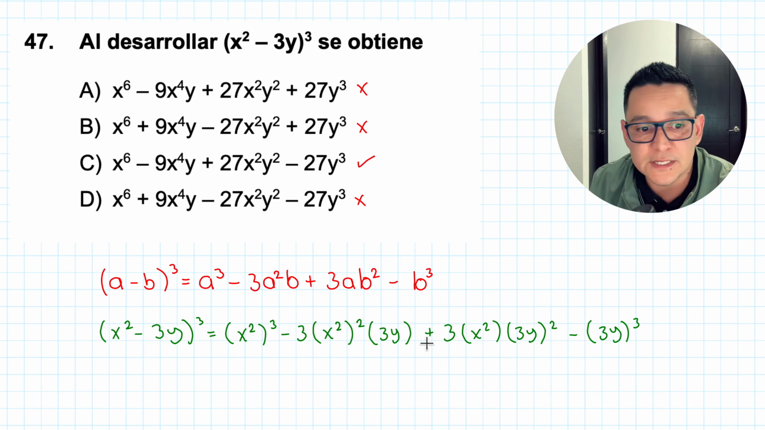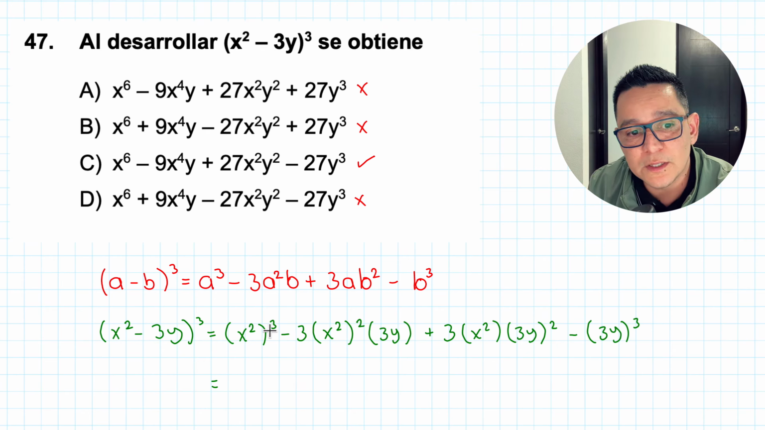All right, so let's do these operations using the laws of exponents. x² to the third power. Remember here, it's a power of a power, so I write the base and multiply the exponents. 2 times 3 is 6. Minus here we have a 3, and here we have another 3, so I'll just multiply them right away. 3 times 3 is 9. Here we have x² to the second power, so this would be x to the 2 times 2, that's 4.